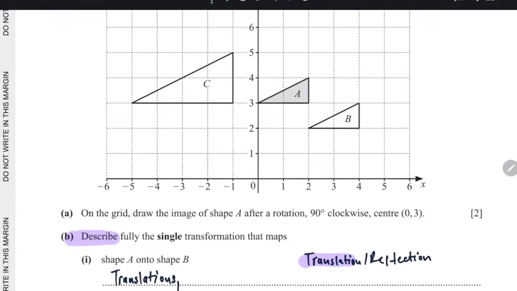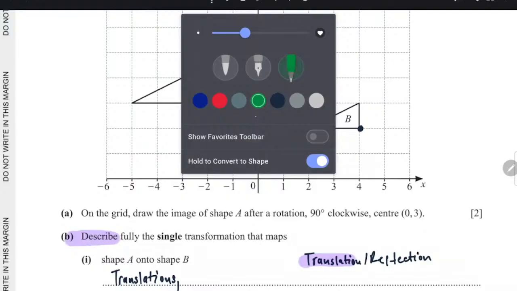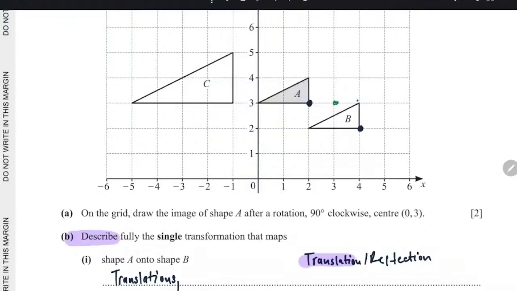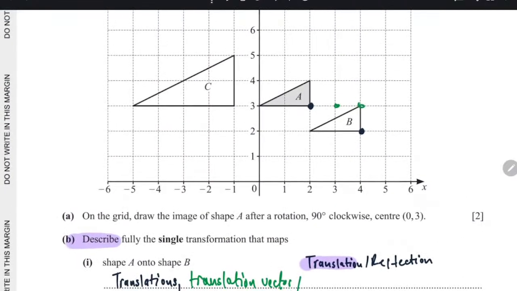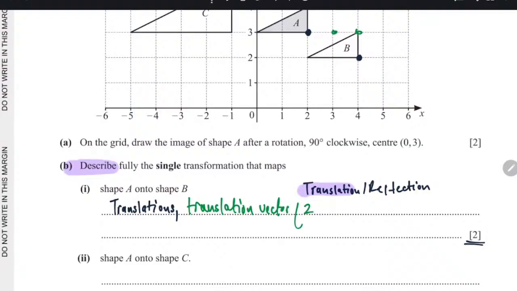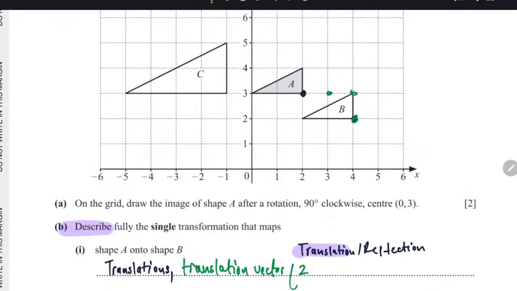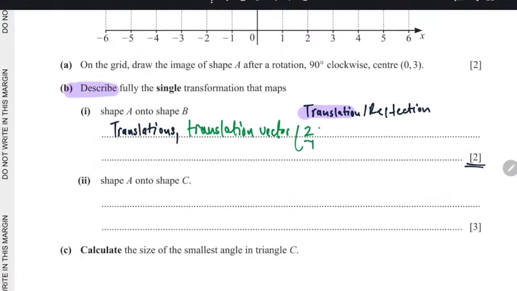How do you do it? You pick a point and you pick the same point on the next shape and you see how you move. So we move 1, 2 steps in the X. So the translation vector, in the X, you move 2 steps to the right, so it's positive, so it's 2. Then in the Y, you move 1 step down, so it's negative, so it'll be -1.